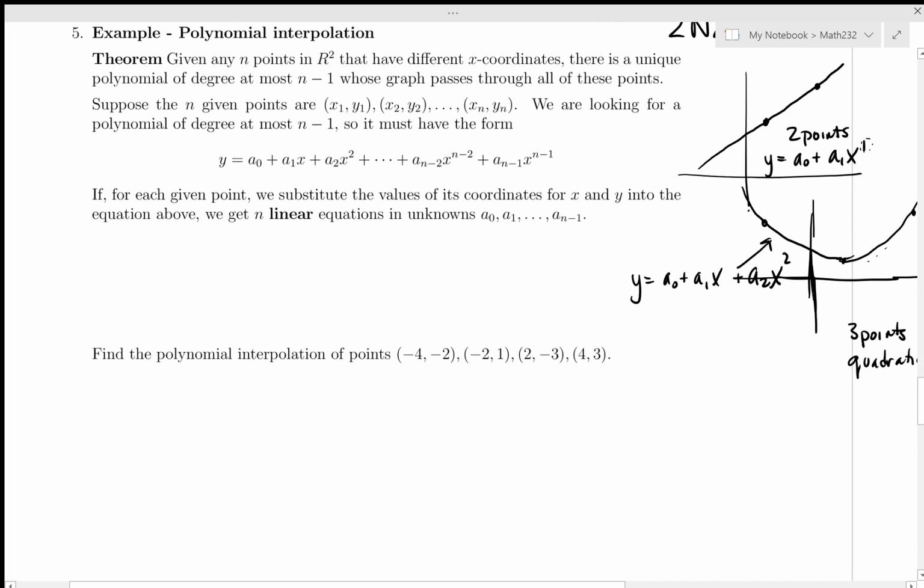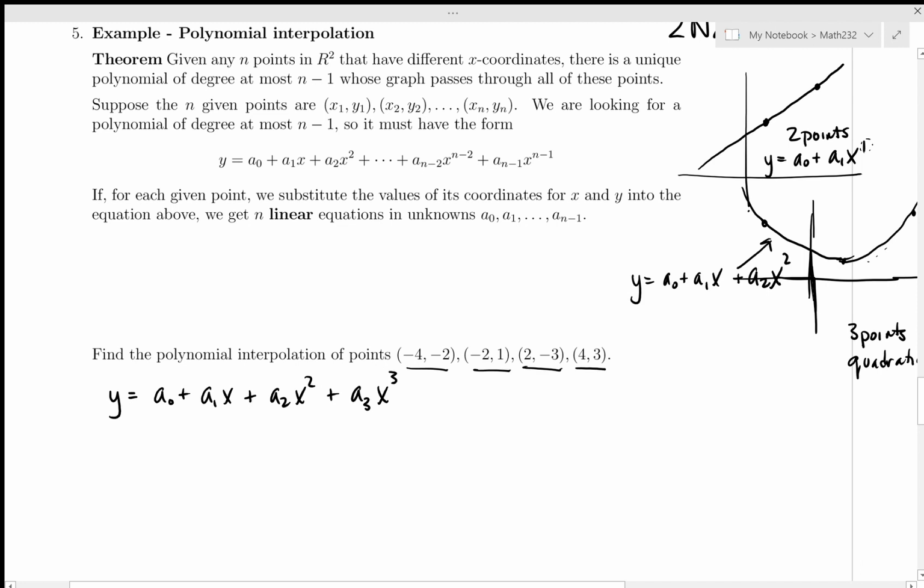Here, in fact, is what we're looking at. We've got 4 points. So I know from that theorem that there must be a polynomial of degree 3 that goes through these 4 points. So I know that I'm looking for a polynomial that looks like this. Okay, a cubic.